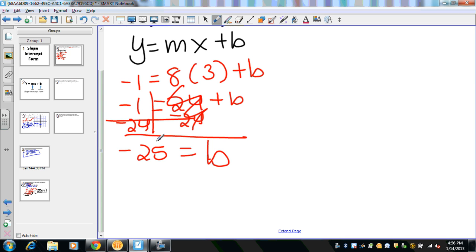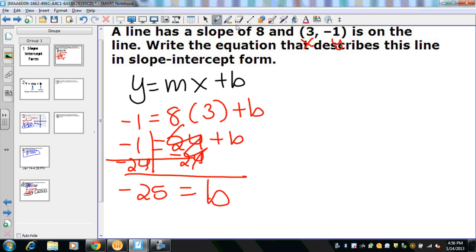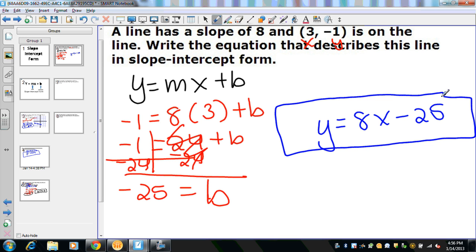So with that being said, let me come back here, get another pretty color. I get y is equal to, my slope is 8, x, and then minus 25. So this is the equation in slope-intercept form for a line that has that point and that slope, and then, of course, that intercept.